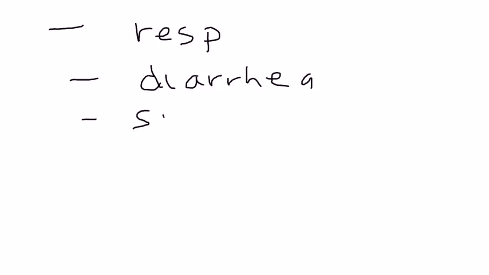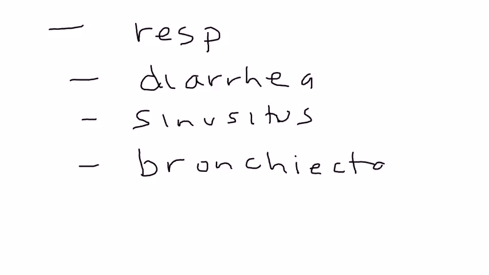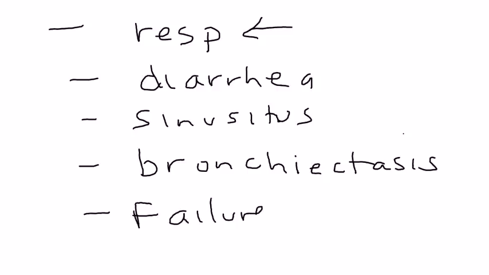Respiratory infections, there's diarrhea, sinusitis. You can also get bronchiectasis, but it's mostly respiratory. But you can also have other types of infections, and the child will also have a failure to thrive because there's malabsorption involved as well.